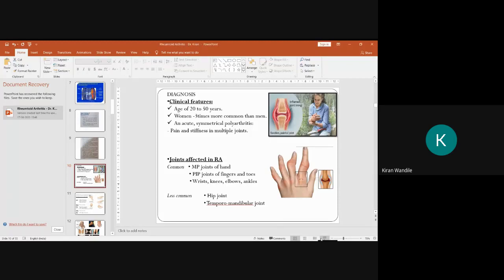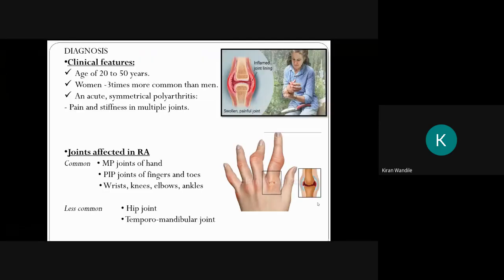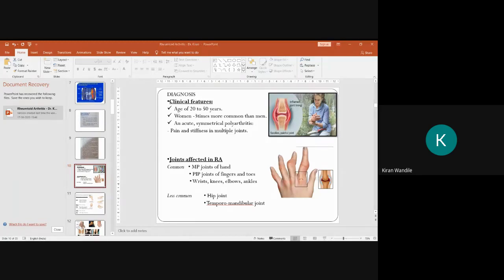So less common joints are the hip joint, temporomandibular joint, and cervical spine. So again, I have a question for you. Which cervical joint is affected by rheumatoid arthritis? C1, C2, that is the correct answer. Reason? C1, C2 is the right answer.